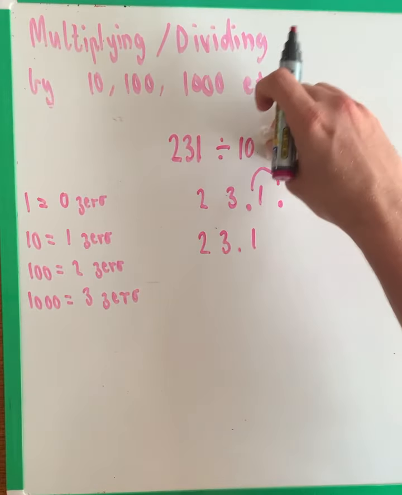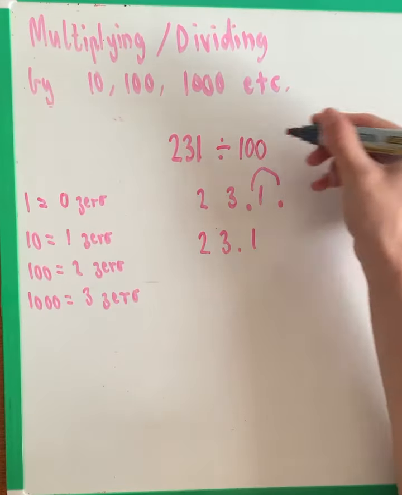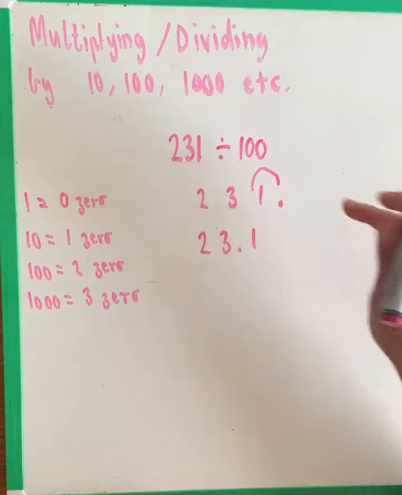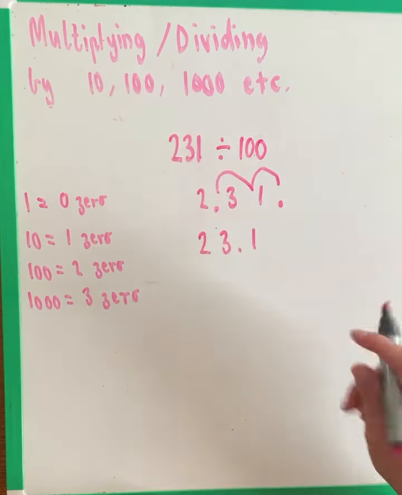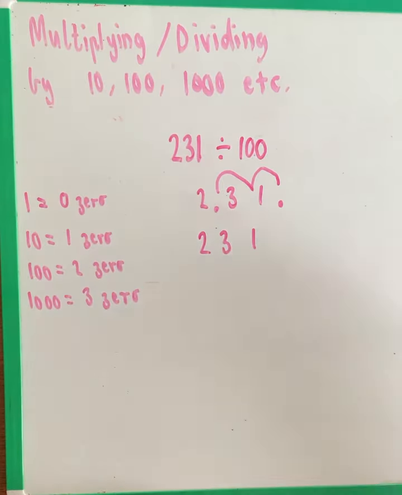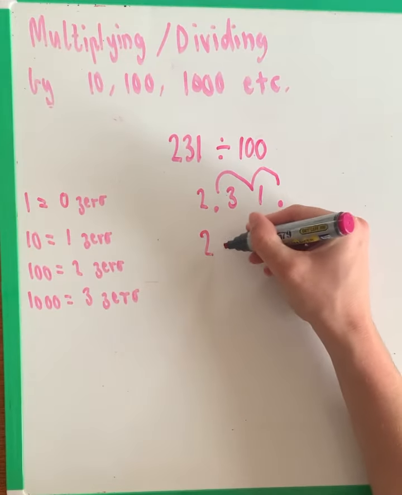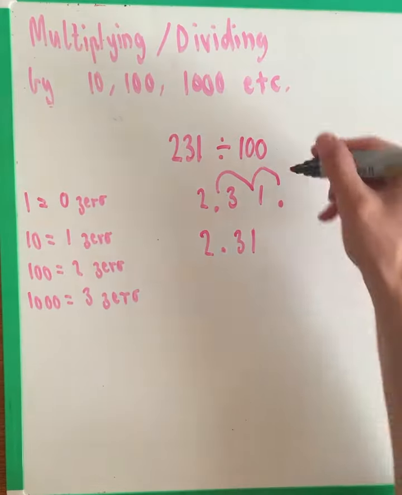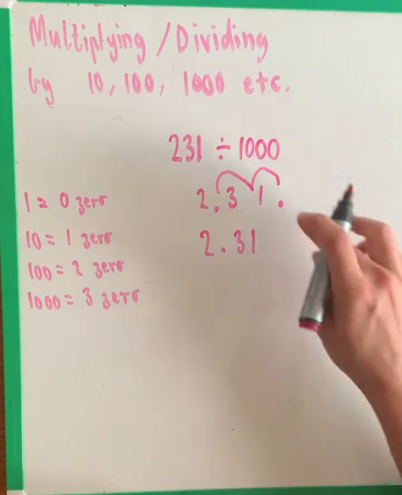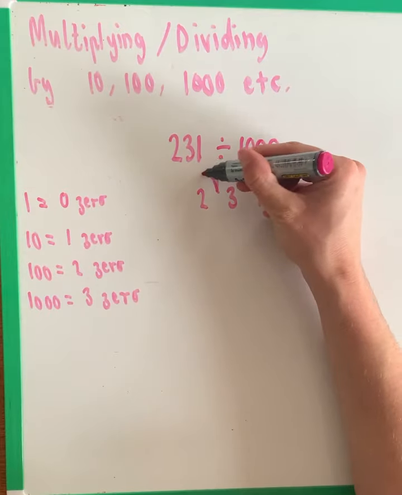So if I'm dividing by 100, instead of making one jump, I'm going to make 2, which would mean the answer would be 2.31. Now you might be starting to see a pattern. If I am dividing by 1,000, then I have to make a third jump.